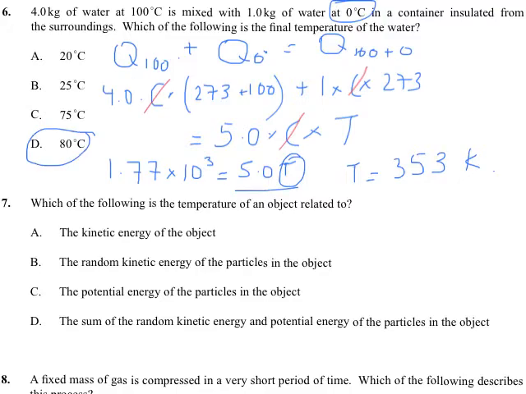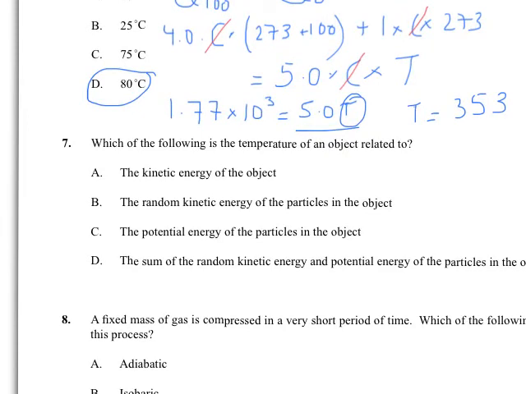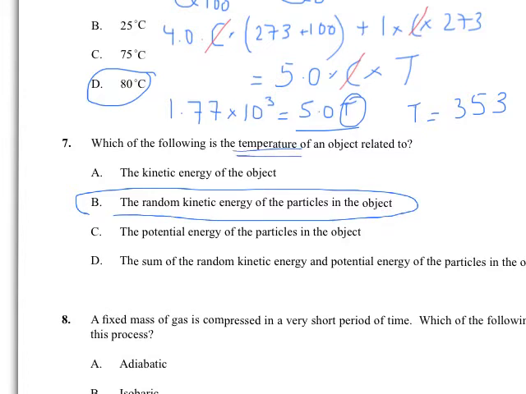Okay, so next question. Which of the following is the temperature of an object related to? And you should know from kinetic theory, simply, it's a definition, the random kinetic energy of the particles in the object. So that's temperature. If we were talking about internal energy, then that would be different. That would be the kinetic and the potential. But this is specifically temperature.